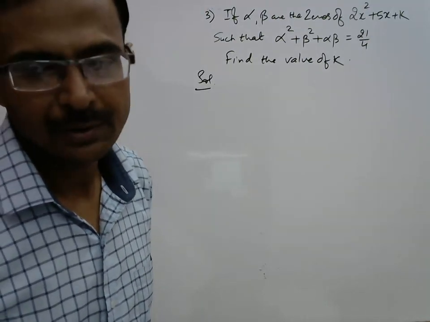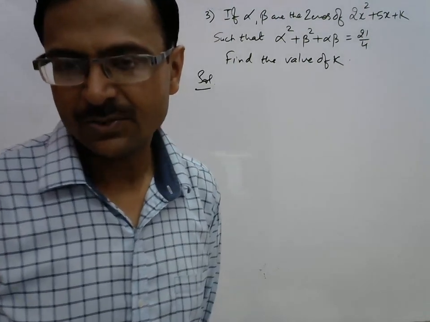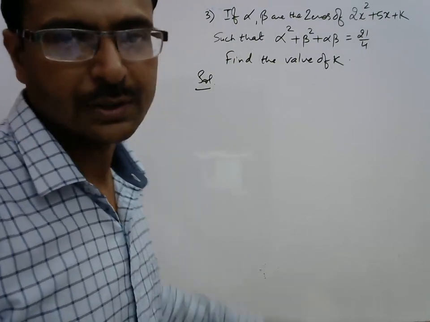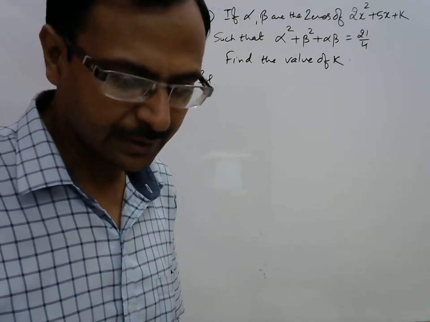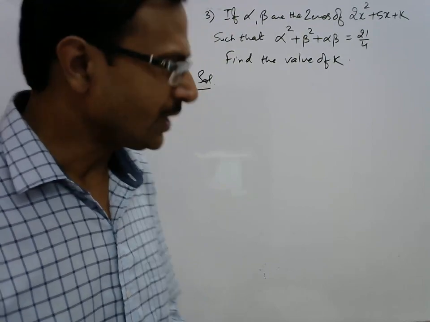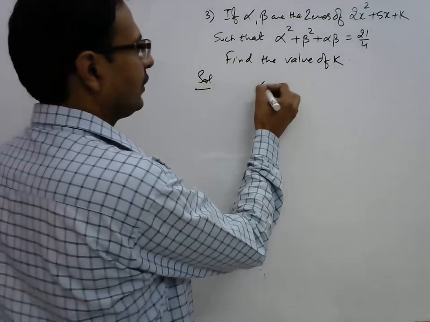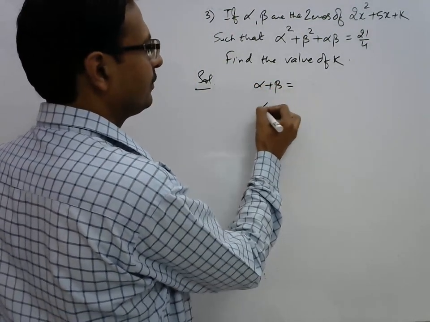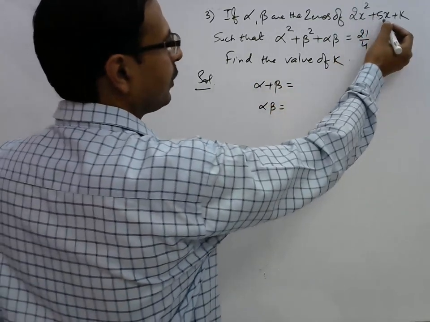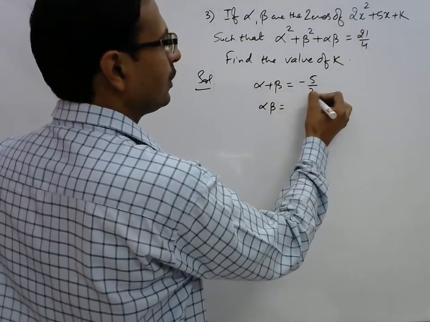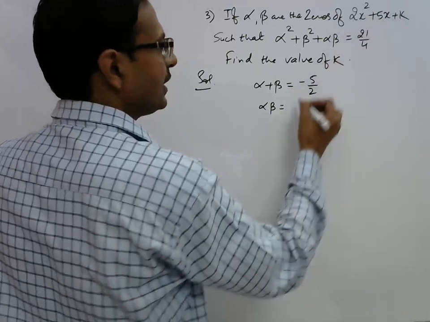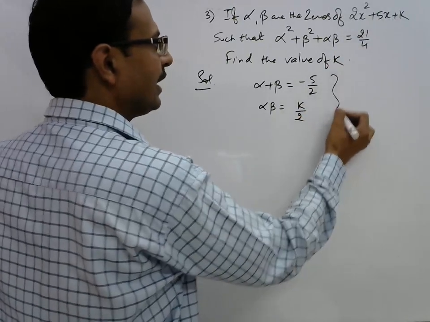So I'm waiting for my students. I expect at least one of you to solve this and tell me the value of k. I'll just help you out in finding alpha plus beta and alpha beta. Alpha plus beta is minus b upon a, so minus 5 upon 2. And alpha beta is c upon a, that is k upon 2. So these are the values.